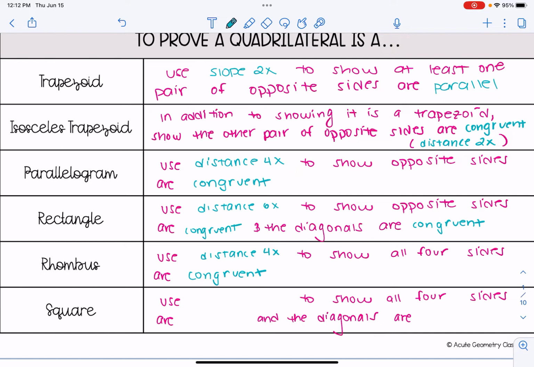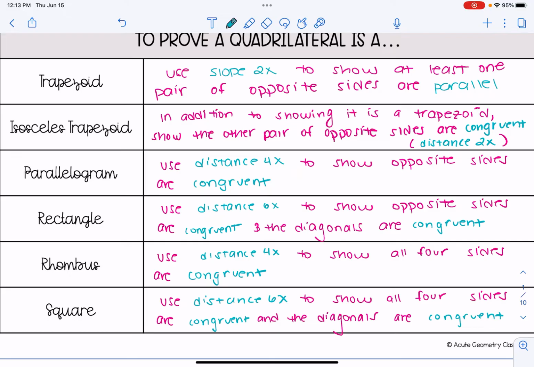And finally, for a square, we're going to use distance 6 times to show that all 4 sides are congruent and also that the diagonals are congruent. So if you know that the shape has congruent diagonals, that's when you would do this extra component of finding the distance or the length of those two pieces.